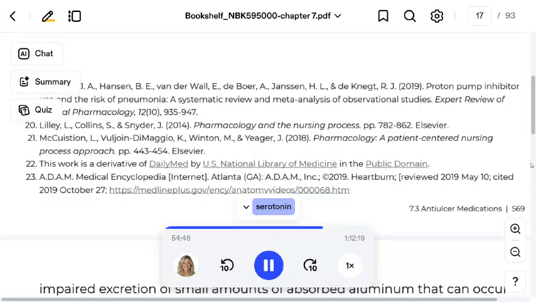Ondansetron blocks serotonin receptors in the GI tract, the chemoreceptor trigger zone, and the vomiting center. See figures 7.22 and 7.23 for images of the injectable and oral formulations of ondansetron. Figure 7.22: ondansetron in injectable form. Figure 7.23: ondansetron in tablet form.